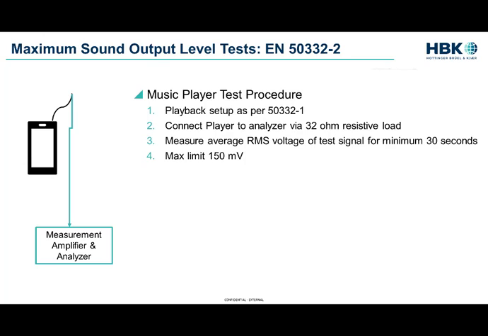For the audio player test, it is largely tested according to 50332-1, but with a few new elements. The audio player output must be measured as an electrical voltage value. To simulate the load of a pair of real headphones, the audio output to the analyzer should be provided with a 32 ohm resistive load, and the output level measured for a minimum of 30 seconds. The maximum level here should not exceed an RMS level of 150 millivolts.